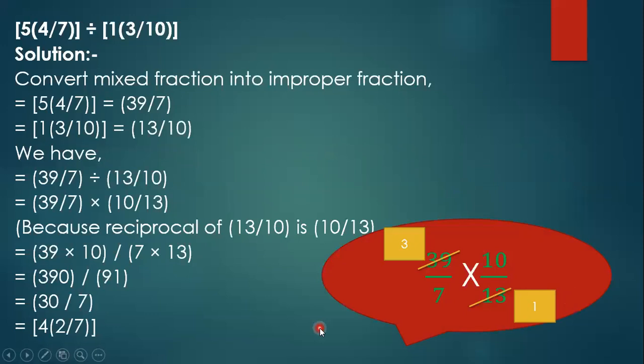Now children, again 30 by 7 is an improper fraction, and in the solution whenever we have an improper fraction, we have to make sure that we convert the improper fraction into a mixed fraction. Okay.